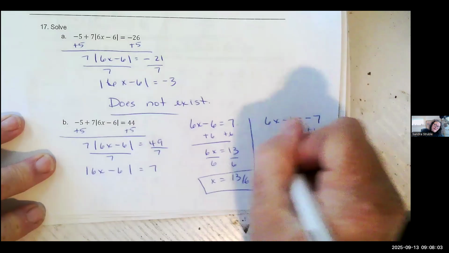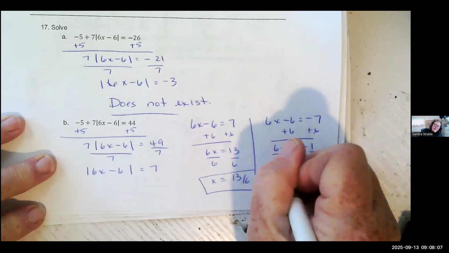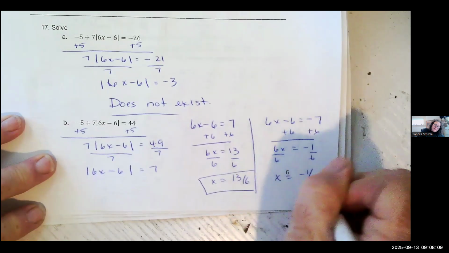Six, add 6. 6x is equal to negative 1. Divide by 6. x is equal to negative 1.